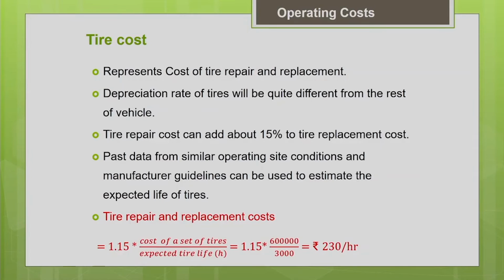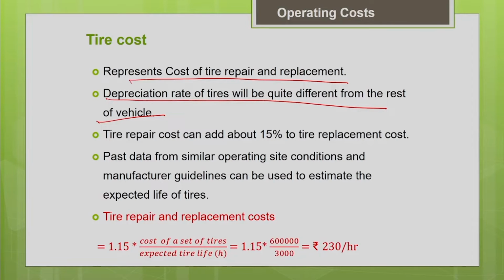Basically, tire cost represents the cost of the tire repair and the tire replacement. The life of the tire is very much different. It is lesser when compared to the life of the remaining part of the machine, and the depreciation rate of the tires will be quite different from the rest of the vehicle. Obviously, your tire will depreciate at a faster rate when compared to the other part of the equipment. That is why we are calculating the tire cost separately.